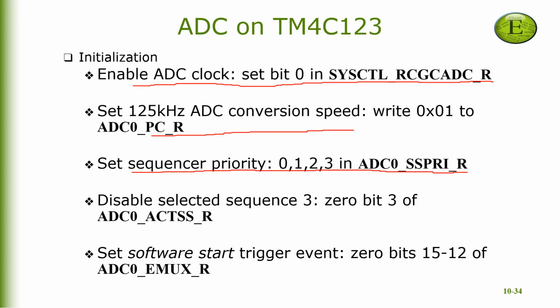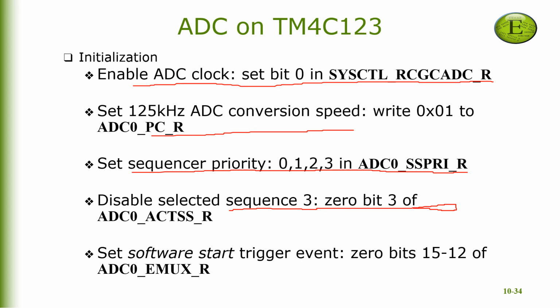And now we want to think about which sample sequencer we are going to use. For example, if we are interested in using sample sequencer number 3, then before we configure sample sequencer number 3, we are going to disable the sample sequencer. And that is the only wise thing to do. Just as we disabled the timer during its initialization, we apply the same principle here.